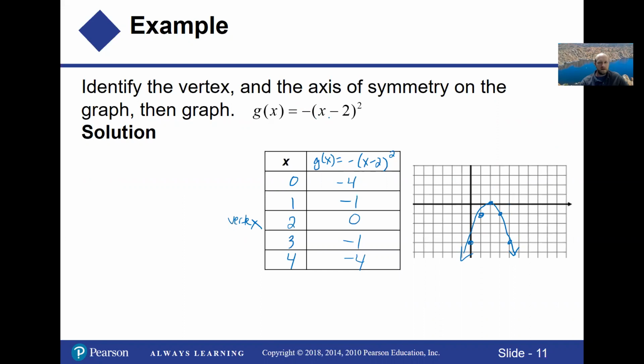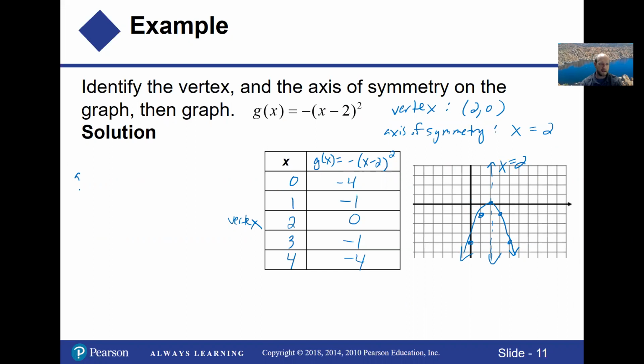But just so we know here, let's go ahead and verify that the vertex is at 2, 0, and that the axis of symmetry is in fact x equals 2, because this is the line that cuts this in half. Again, this is a line, x is equal to 2.